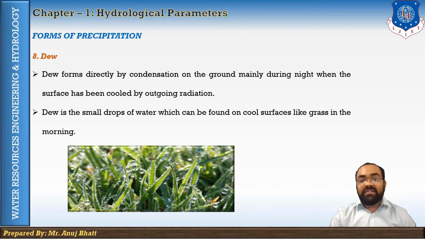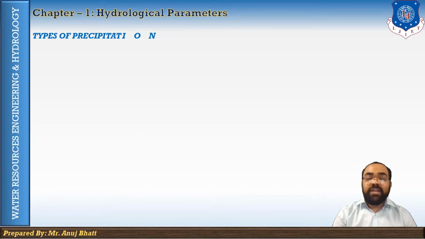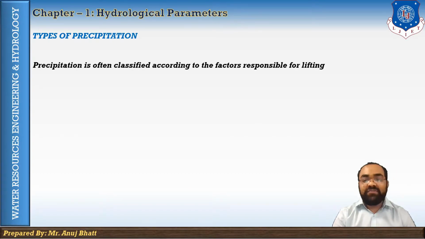So, recalling the forms, first we learned about rain, snow, hail, drizzle, glaze, sleet, rime, and at last we discussed dew. Okay, now the next topic is the types of precipitation. Precipitation is often classified according to the factors that are responsible for lifting.